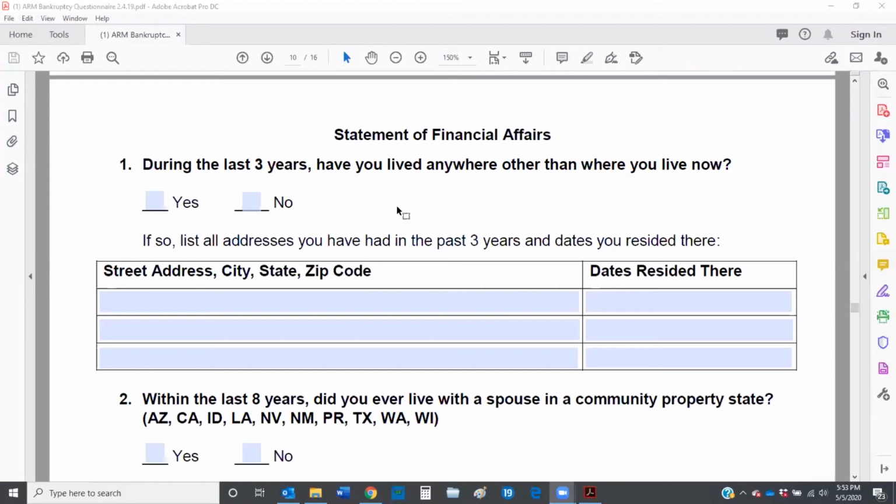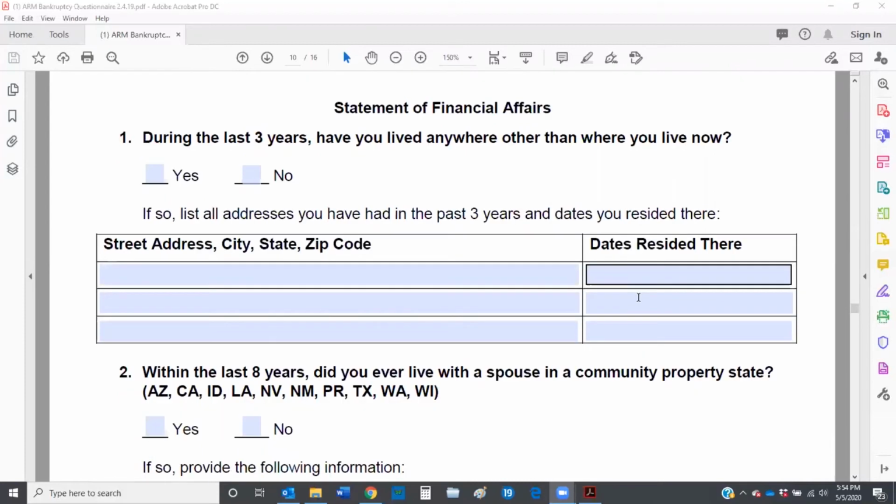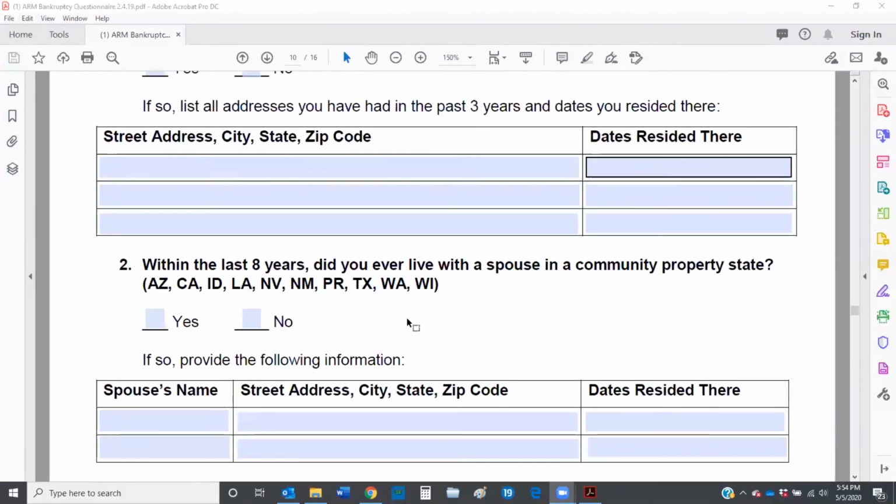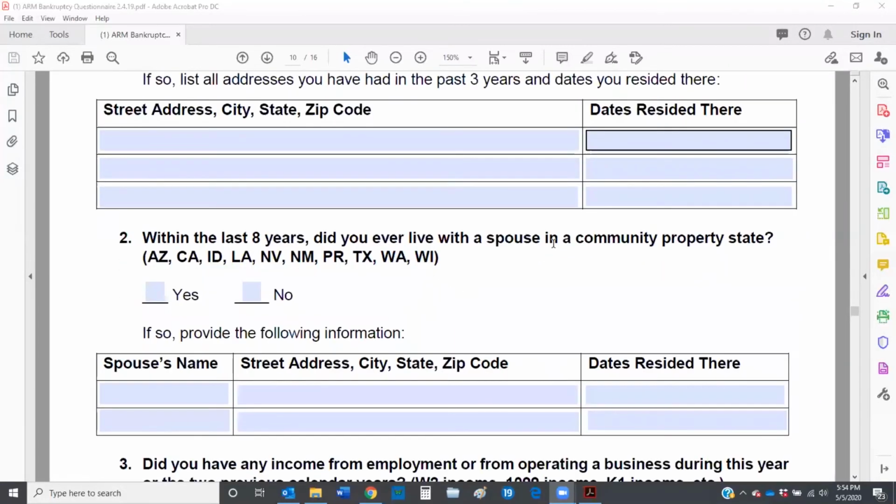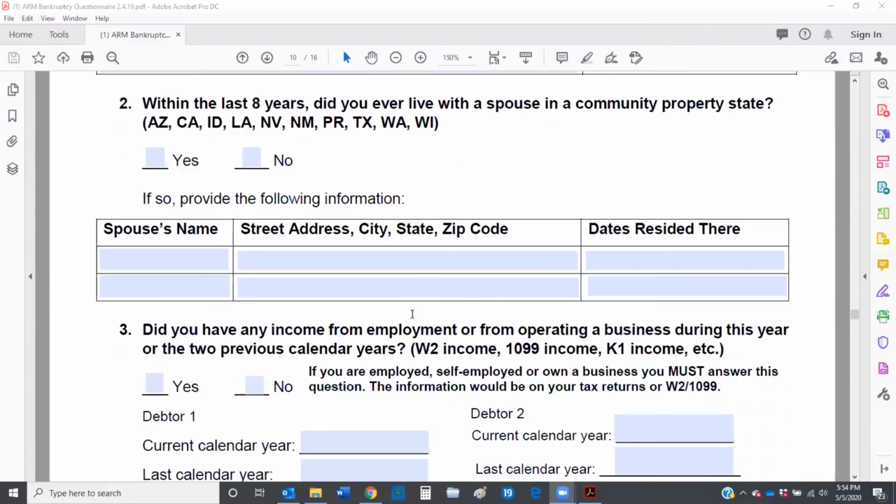This first question asks, have you lived anywhere else other than where you live now? So yes or no. If so, please give the street address, city, state, and zip code, as well as the date you lived there. Month and year are fine. Again, this one asks, within the last 8 years, did you ever live in a community property state? Those states are listed below. Yes or no, and the following information.